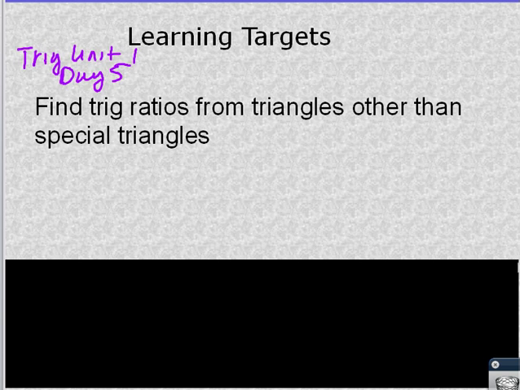We are covering Trig Unit 1, Day 5, and we're going to learn how to find trig ratios from triangles other than special triangles. So we've done special triangles, we've done finding trig ratios from the calculator. Today we're going to look at finding trig ratios from ordered pairs.